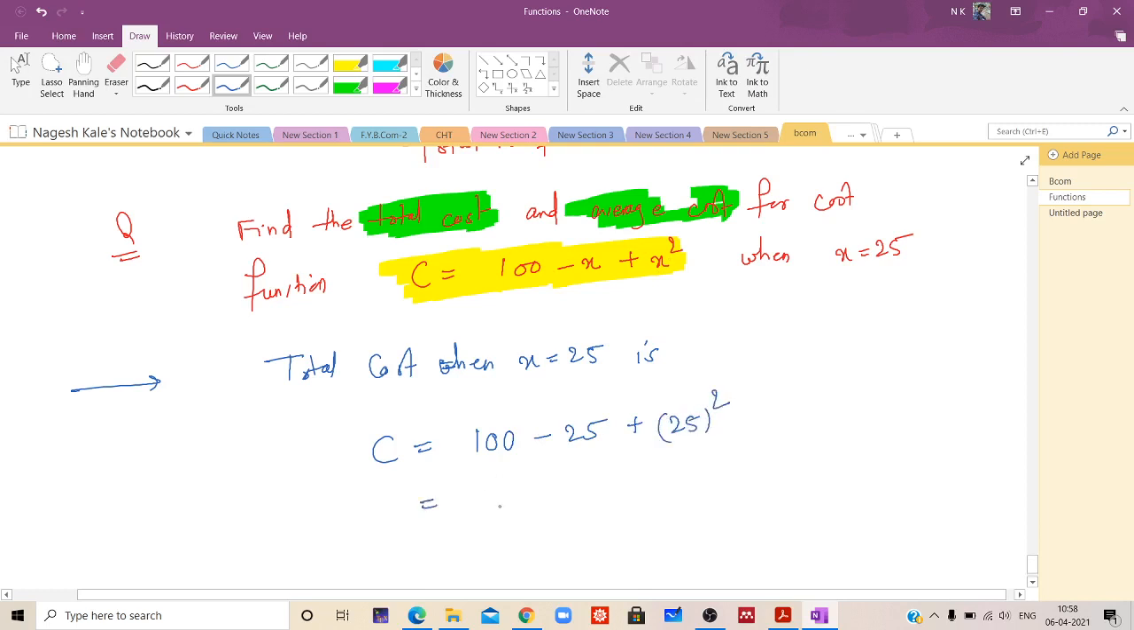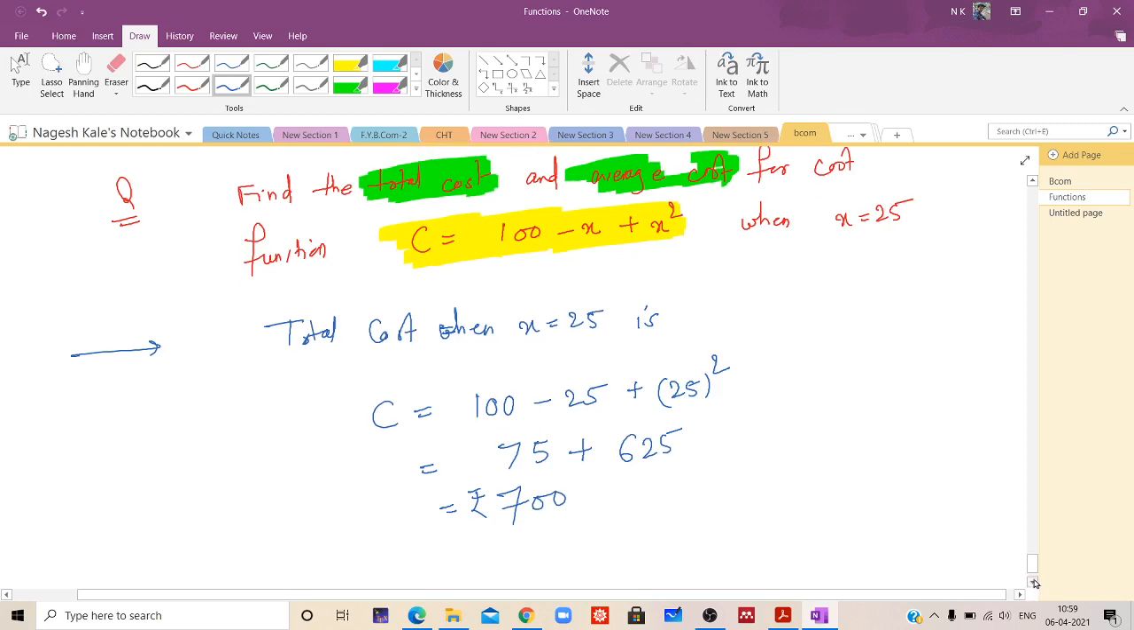So that is equal to 100 minus 25. Let me just solve this. 100 minus 25 means 75, right? So this is 75 plus 25². If you calculate 25² on a calculator, you will get the answer 625. So this is 625 plus 75. So total cost is 700 rupees when x = 25.